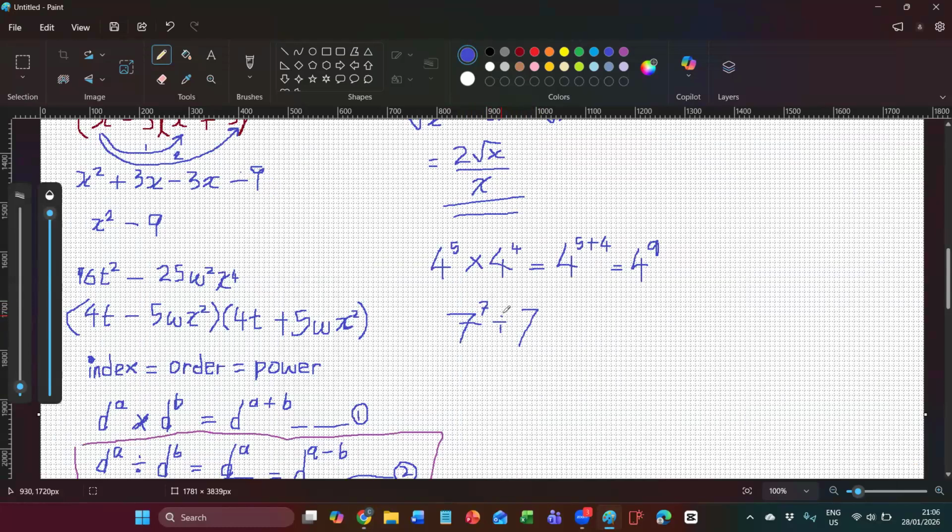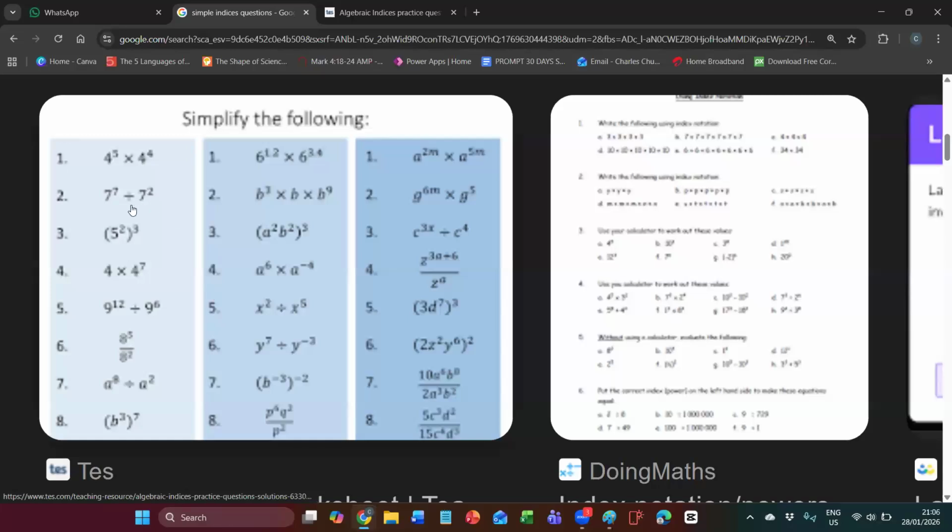It's plus, it's plus. Are you sure about that? Is it plus? No, it's not plus. This is division. Wait, no, the question. Yes, the question is division now. Look at it. This is the one I'm talking about. This one on the left hand side, number 2. Have you seen it? It's not a plus. It's division.